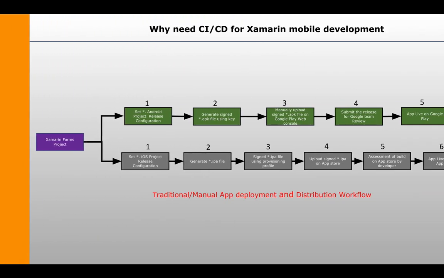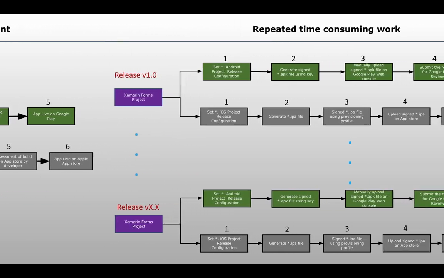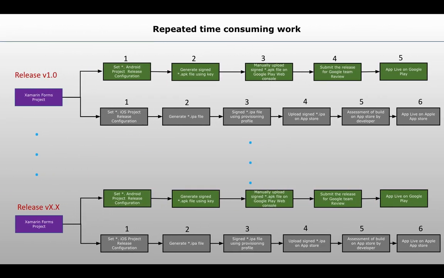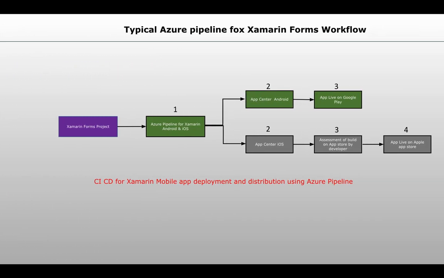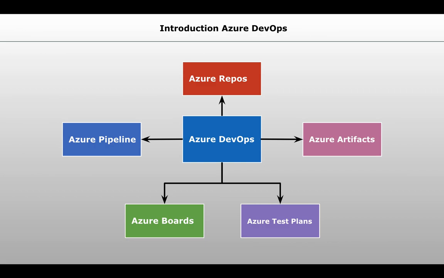In this course, I will first start with manual Android and iOS publishing processes and then compare with the pipeline-based publishing of an app on Android or Google Play and Apple App Store. Then we will talk about Azure DevOps, where I will explain what Azure Pipeline is and talk a little bit about Azure Repos, Azure Artifacts, Azure Boards and Azure Test Plans.